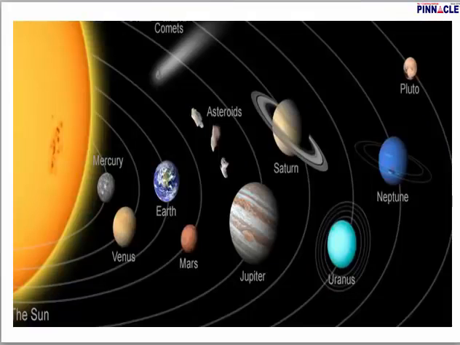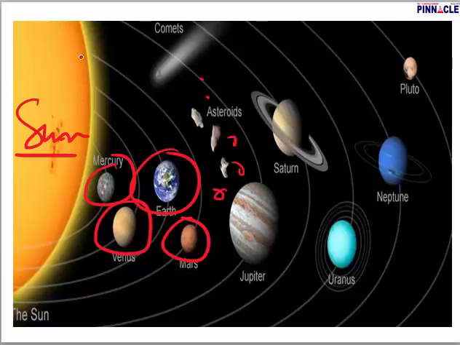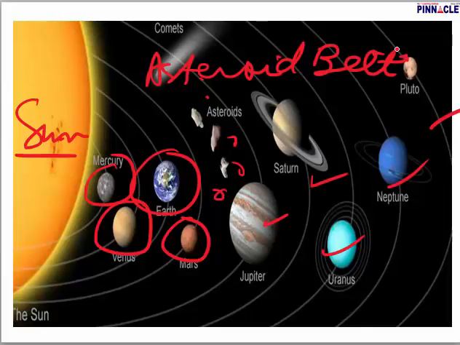These are our planets. First one is here. This is the sun, as you can see. The yellowish portion represents the sun. Here you can see this is Mercury. Then we have Venus. Then we have Earth, Mars, and in between Mars and Jupiter we see a lot of heavenly bodies. These are known as the asteroid belt. Then we have Jupiter, Saturn, Uranus, Neptune and Pluto. So this is our solar system.